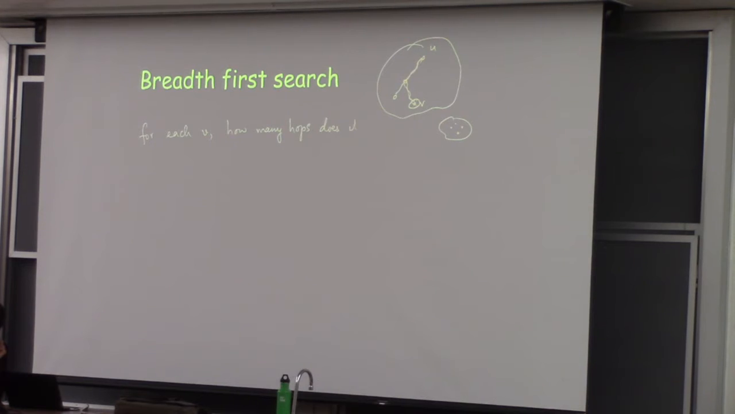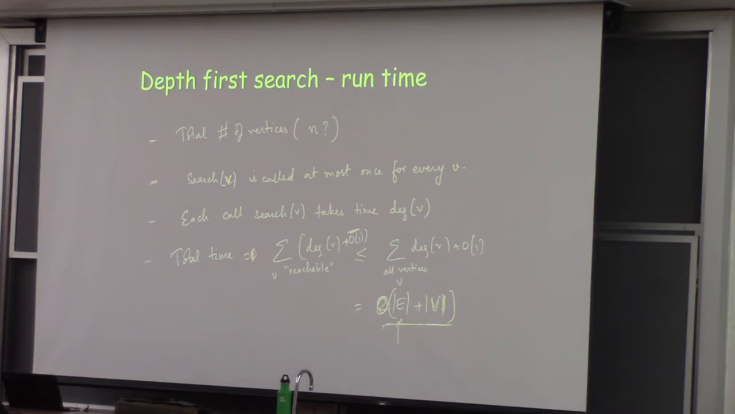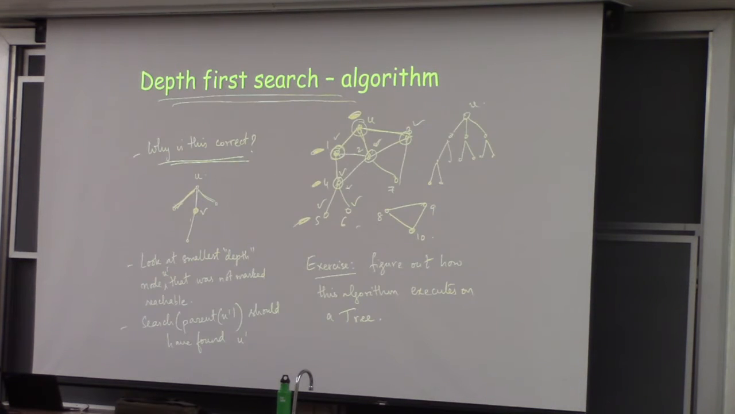How many hops does it take to reach V from U? So this is another natural thing you might want to find, right? Because you're not just interested in whether it can be reached or not, but you want to know what the shortest path length is. So how would you modify this search?